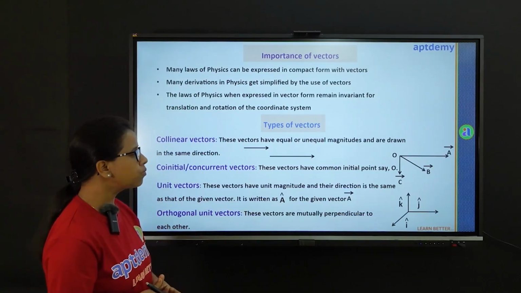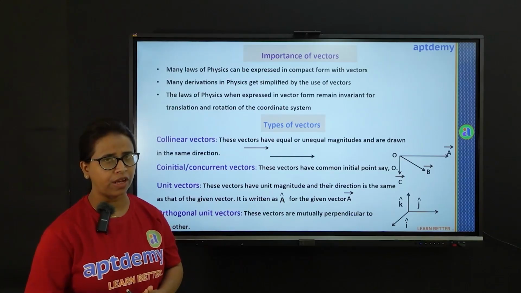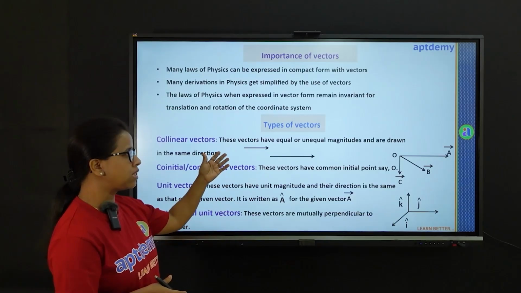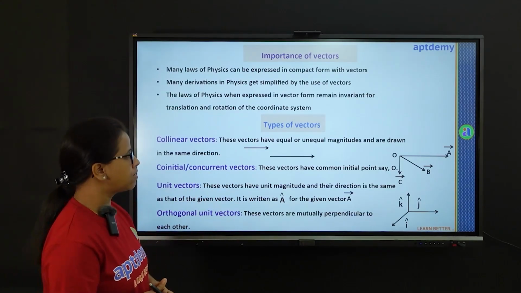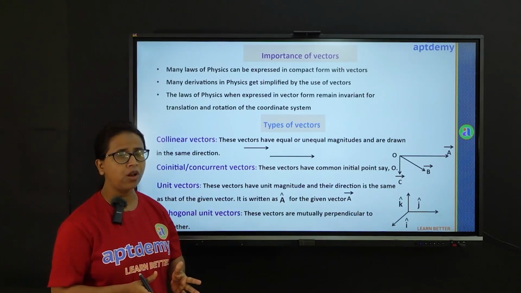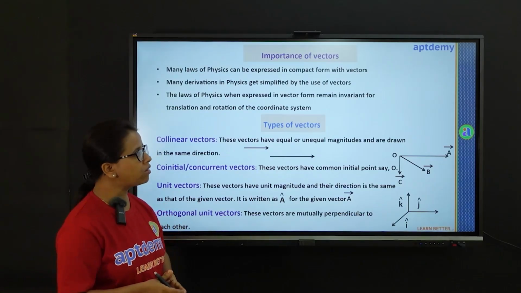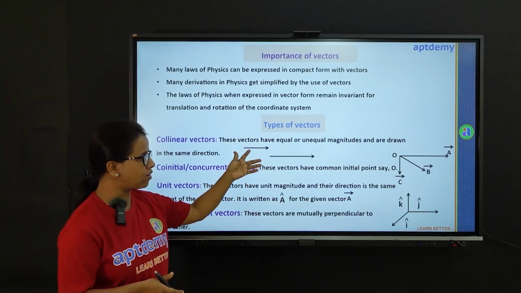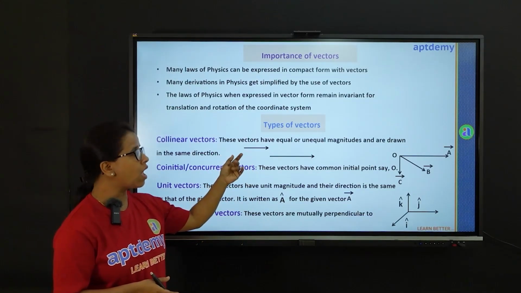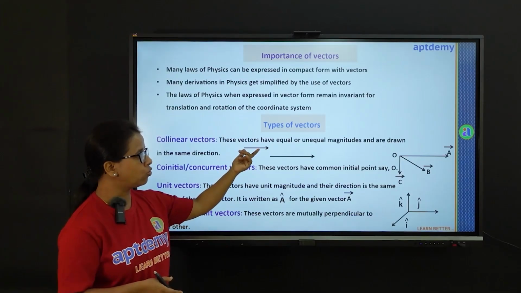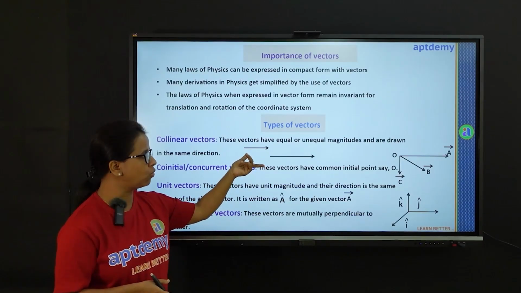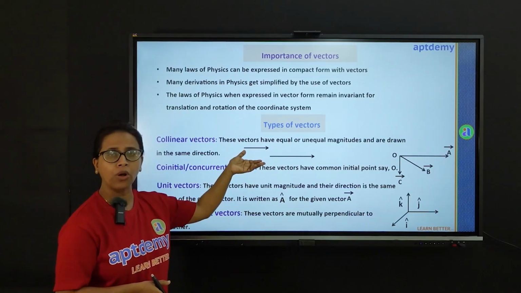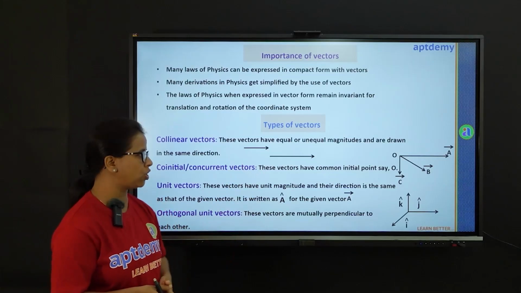Now there are various types of vectors. First, we shall talk about collinear vectors. As you can see from the diagram, collinear vectors are vectors of equal or unequal magnitude but directed in the same direction. So these are two vectors. They are represented by arrows, and the two vectors may have equal magnitude or they may be of unequal magnitudes, but they are collinear so long as they are pointing in the same direction.